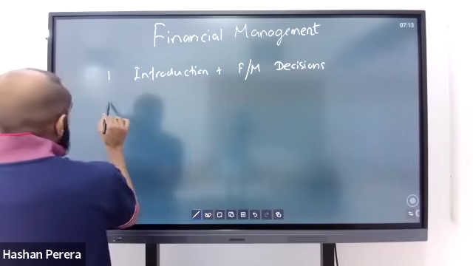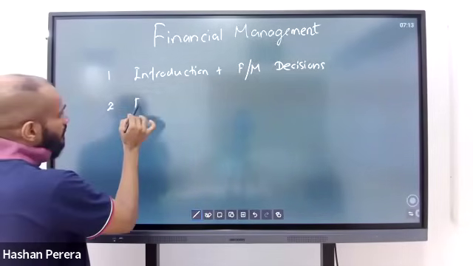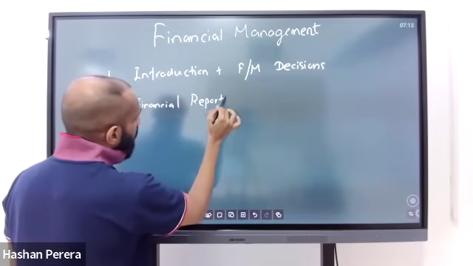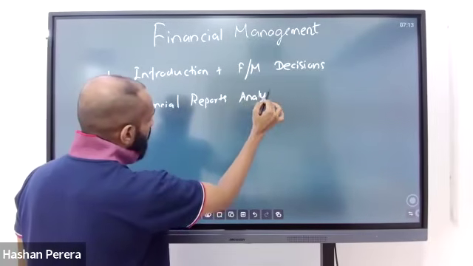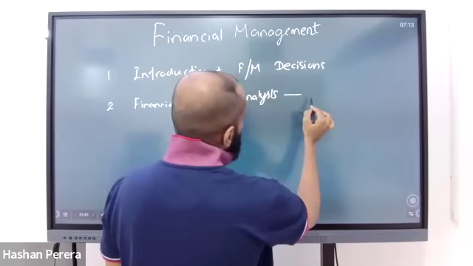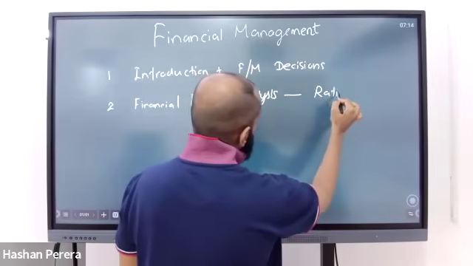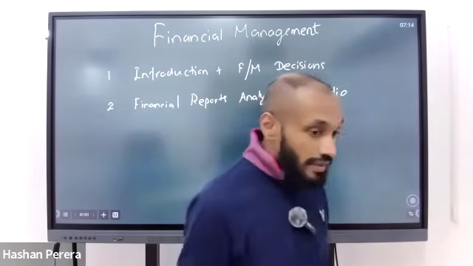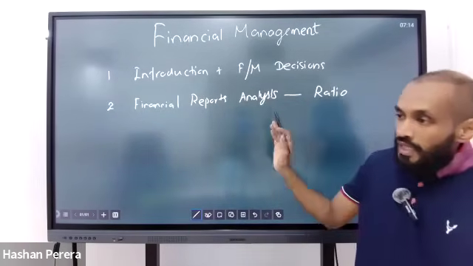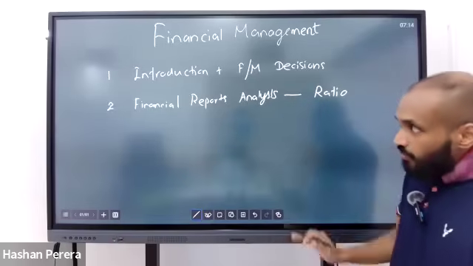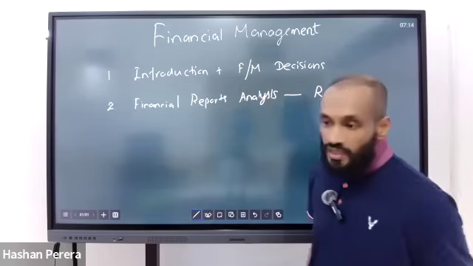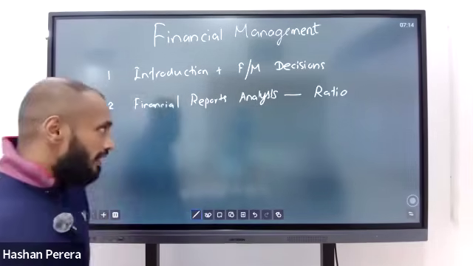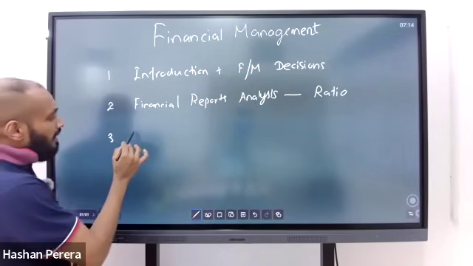Secondly, we are going to discuss the financial report analysis. This is what you know as the ratio analysis. This is a part which you might have done, or should have actually done, in your accounting as well. So this part is also in your accounting. That's why I told you there are certain areas related with accounting as well, right? Thirdly, what we are going to do is the financial system.